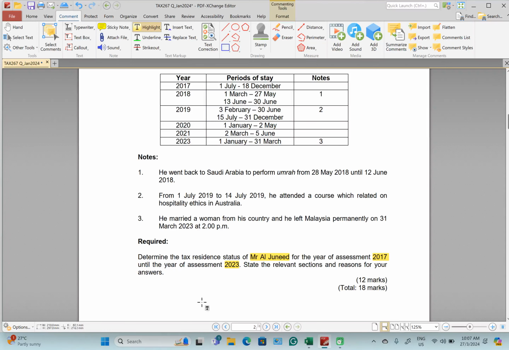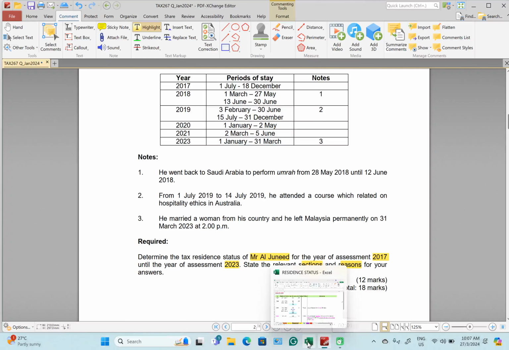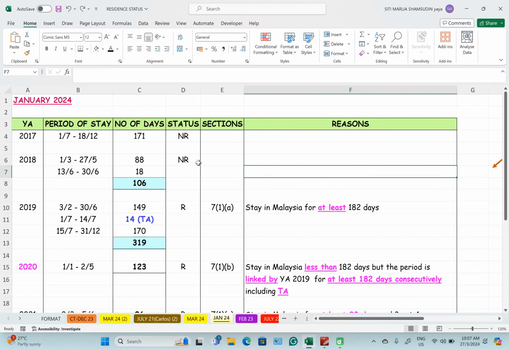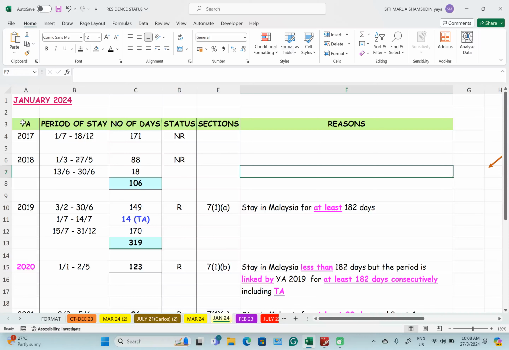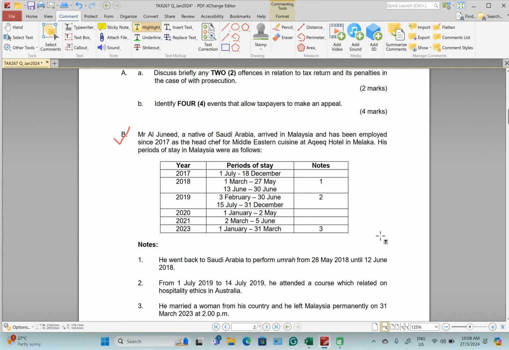Next, state the relevant sections and reasons for your answer. As you already know, this is our format. Our format consists of 6 columns. The first column is YA, followed by period of stay, number of days, status, sections, and also reasons. Now let's take a look at the question.